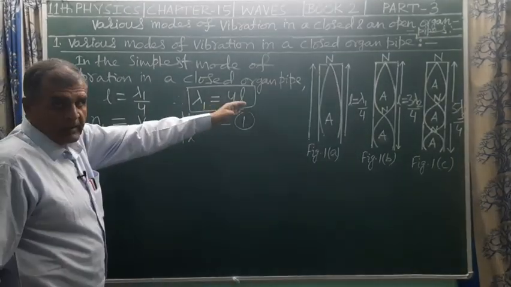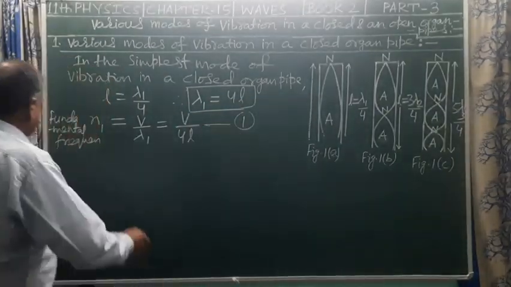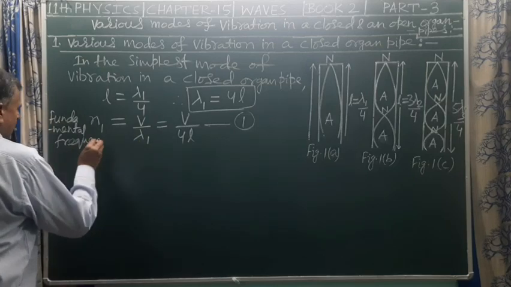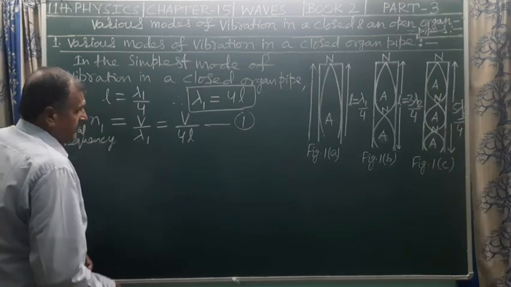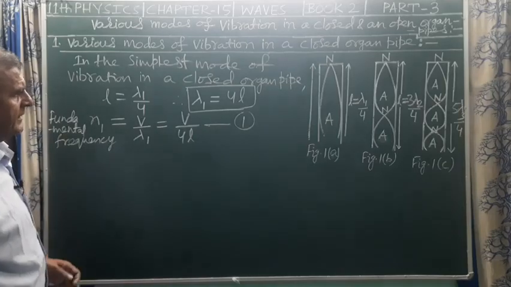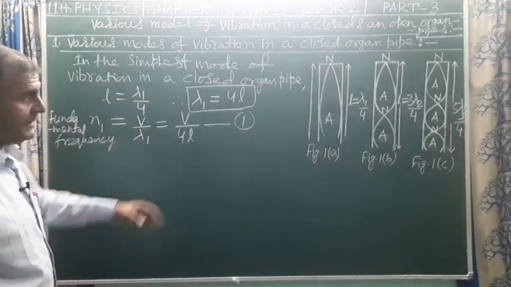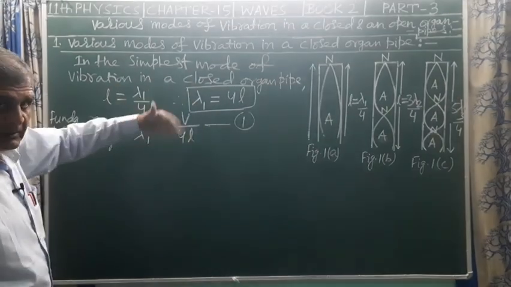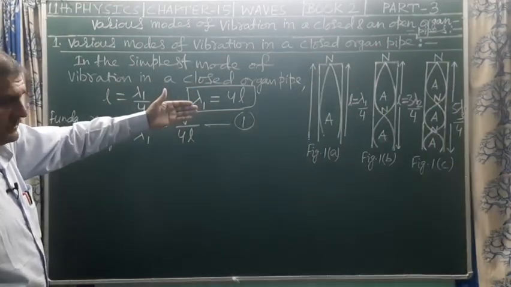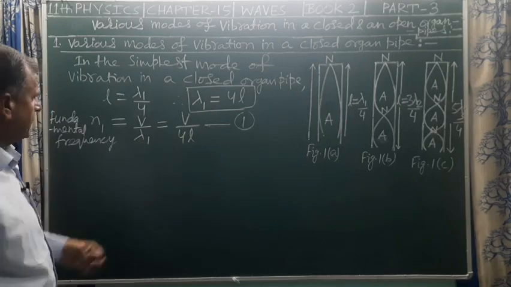lambda 1 के जगह पर 4L replace किया गया. Suppose it is equation number 1. So the fundamental frequency in a closed organ pipe is N1 is equal to V upon 4L. L is the length of the tube, V is the speed of sound wave in the tube.